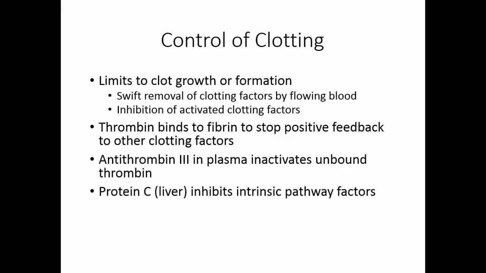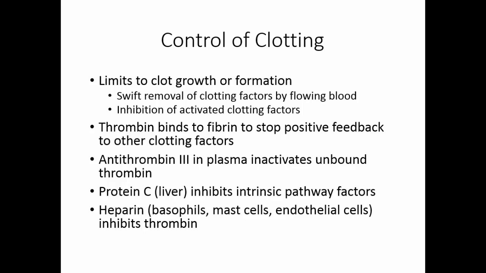The liver produces a protein called protein C, and this can feed out and inhibit some of the intrinsic pathway factors. Heparin is naturally produced by basophils, mast cells, and the endothelial cells of the blood vessel lining. Heparin also inhibits the production of thrombin.